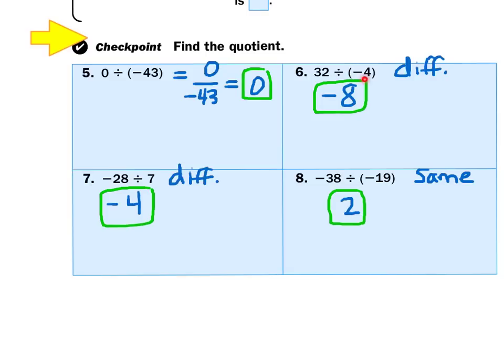Take a look at number 6. 32 divided by negative 4. Well, the signs are different, so our answer is negative, negative 8. Take a look at number 7, negative 28 divided by 7. The signs are different, so our answer is negative, negative 4. And take a look at number 8, negative 38 divided by negative 19. The signs are the same, so the quotient is positive, it's positive 2.